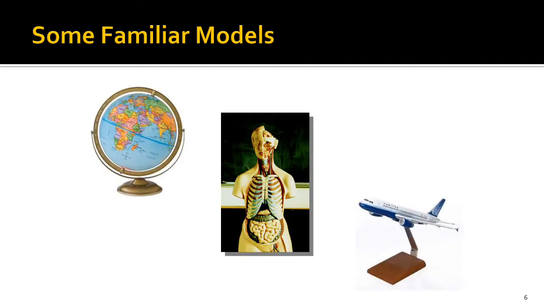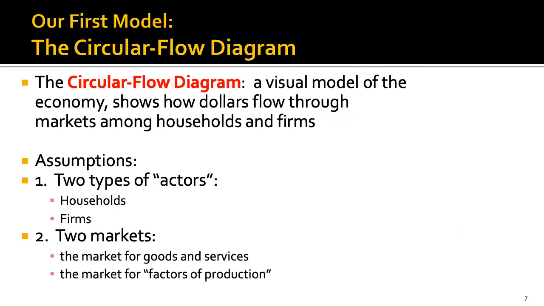In order to show you how models work really well, let's have a look at some familiar models, like a globe, which is basically a model of the world, a human anatomy model. Everyone doesn't fit exactly the same way, but it gives us a good idea. Model airplanes. Once again, it doesn't function like an airplane, but when you look at it, you have an idea of how that would work.